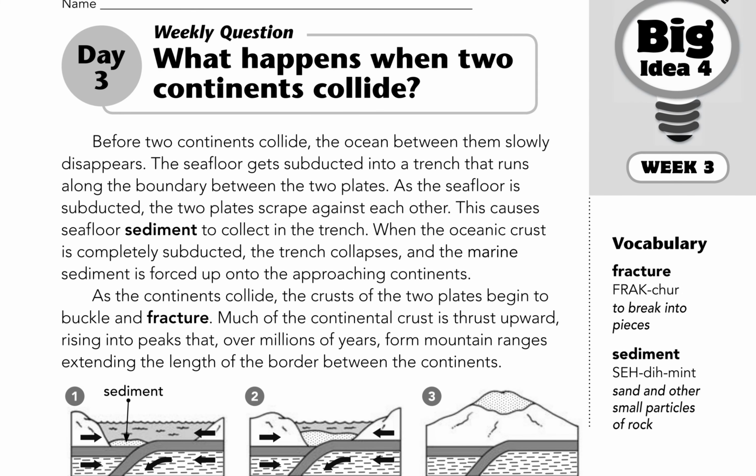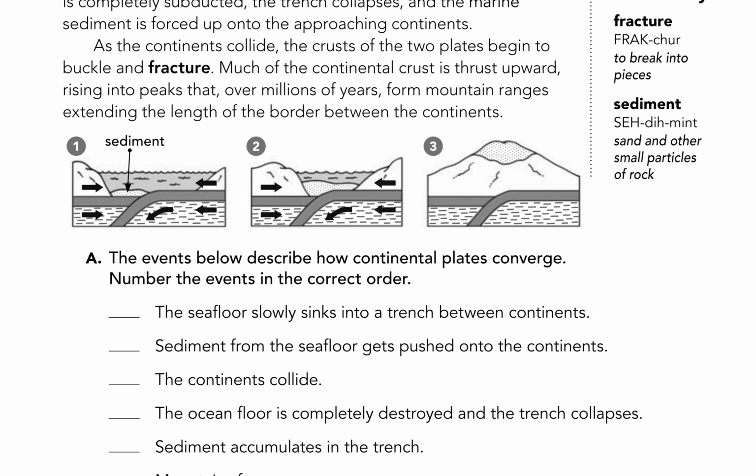Before two continents collide, the ocean between them slowly disappears. The seafloor gets subducted into a trench that runs along the boundary between the two plates. As the seafloor is subducted, the two plates scrape against each other, and this causes seafloor sediment to collect in the trench. When the oceanic crust is completely subducted, the trench collapses, and the marine sediment is forced up onto the approaching continents. As the continents collide, the crust of the two plates begins to buckle and fracture. Much of the continental crust is thrust upward, rising into peaks that over millions of years form mountain ranges extending the length of the border between the continents.